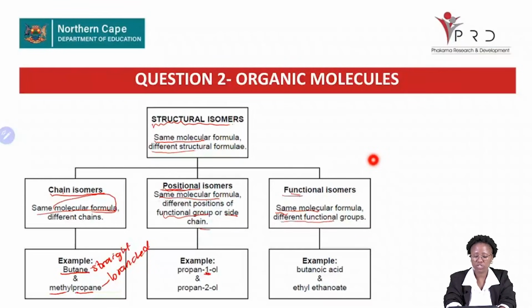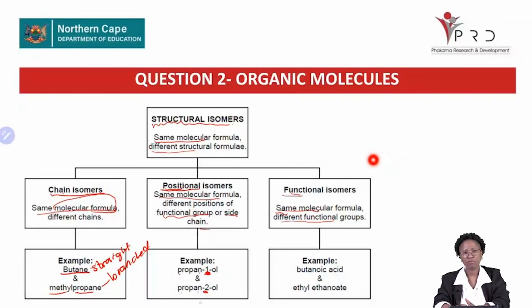It is the position of the functional group. Here I still have propan-1-ol, propan-1-ol. Why must I still have propan in both of them? Because I want to keep my molecular formula the same. So that means the number of carbons must be the same, the number of hydrogens must be the same, the number of oxygens must be the same. That's why it gives you the same molecular formula.